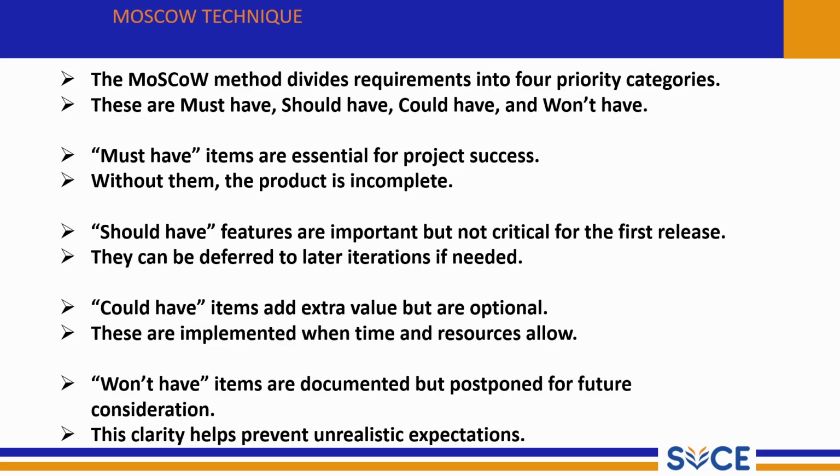Must have items are essential for project success. Must have features are absolutely necessary. Without them, the system cannot function or deliver its main purpose. These are top priority items. Without them, the product is incomplete. If must-have features are missing, the project is considered a failure. So these requirements must be delivered in the current release or sprint.